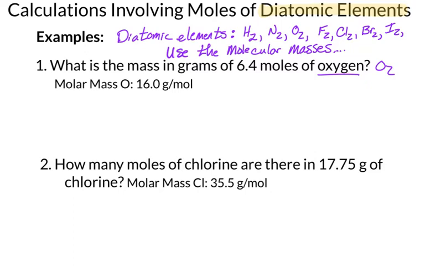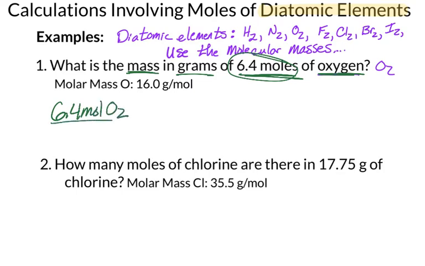So let's look at these two examples. The first one says, what is the mass in grams of 6.4 moles of oxygen? So we're going to start with what we know. We know that we have 6.4 moles of oxygen. And I'm going to write that as 6.4 mol O2, and that's to remind myself that this is a diatomic element. Now if I know moles, that means on the bottom I need to have moles. And I'm going to have my grams of O2 on top.